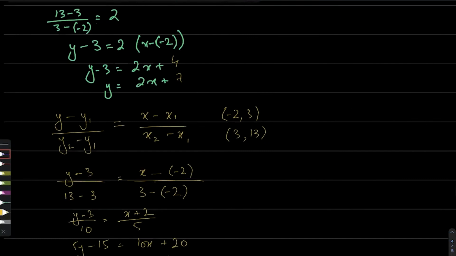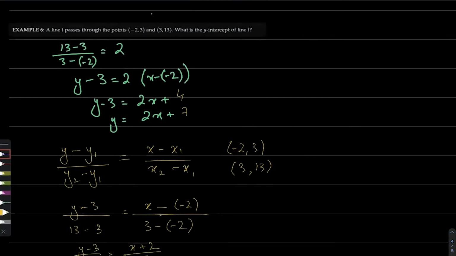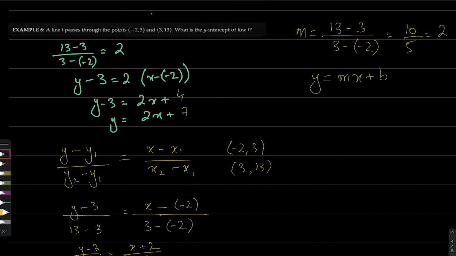But I think the method that you're already familiar with is that first you find the slope. So that's going to be 13 minus 3 over 3 minus -2, which is 10 over 5, which is 2. So now that I have a slope, I'll do y equals mx plus b and plug in a value. So let's say 3 equals 2 times -2 plus b. So that gives me 3 minus 4 plus b equals 7. So now that I know it's 7, I can just say that's my answer.